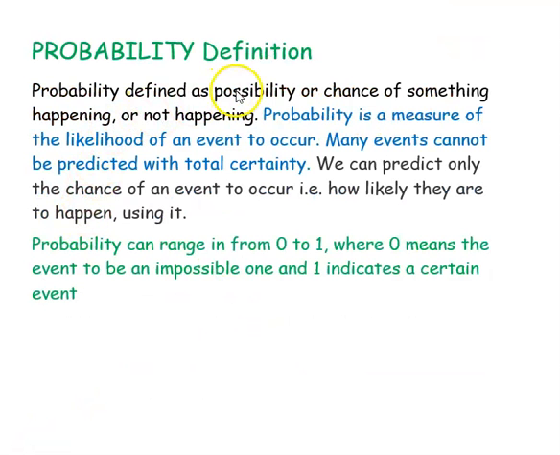Next, we'll see the definition of probability. Probability is defined as possibility or chance of something happening or not happening. Probability is a measure of the likelihood of an event to occur. Many events cannot be predicted with total certainty. We can predict only the chance of an event to occur, that is how likely they are to happen. Probability can range from 0 to 1, where 0 means the event is an impossible one and 1 indicates a certain event.